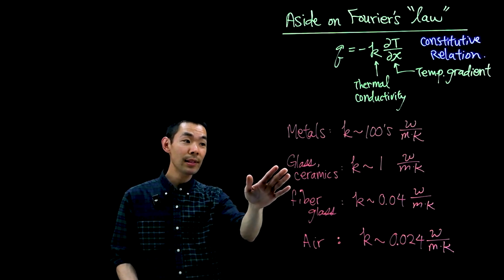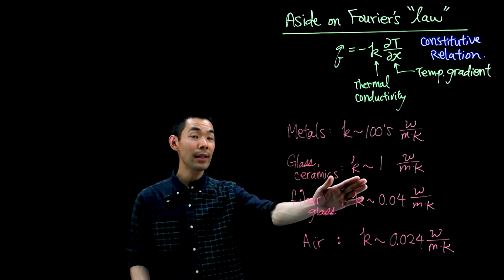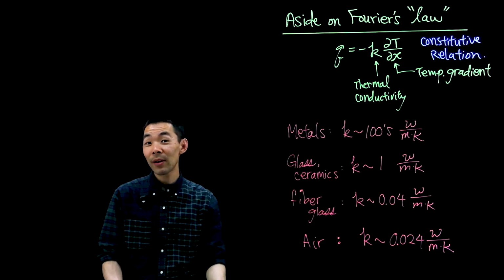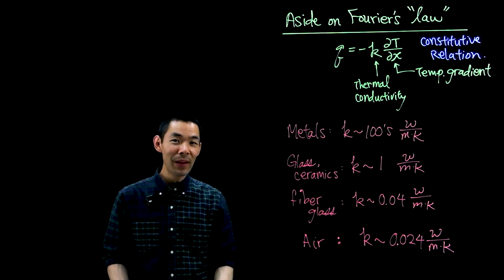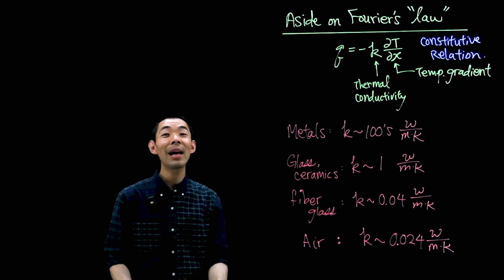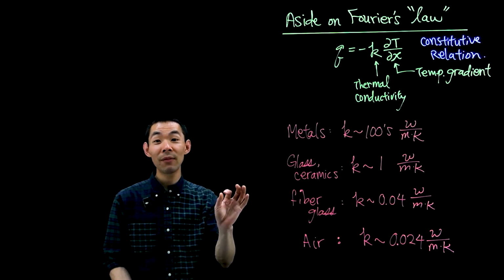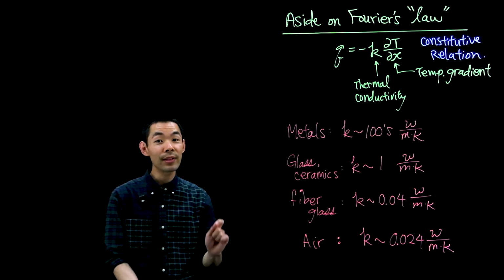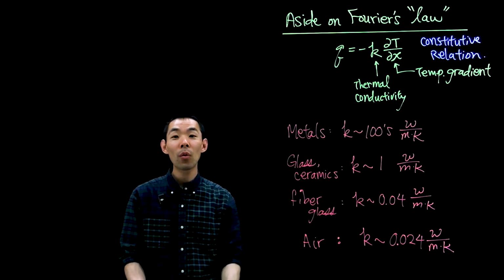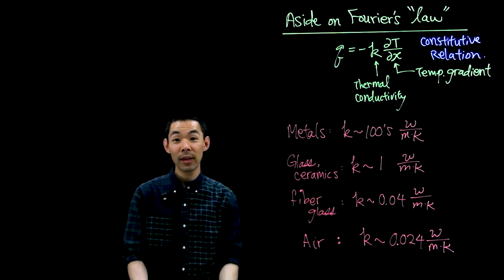For glasses and ceramics, the value is much lower. I wrote the value for glasses here. The thermal conductivity is about a single watt per meter Kelvin. And there's a very famous and popular class of glass called fiberglass. This one has a very unique property in the sense that the thermal conductivity is a very small value. It's on the order of 0.01 watts per meter Kelvin.